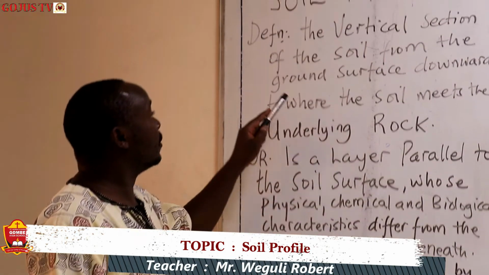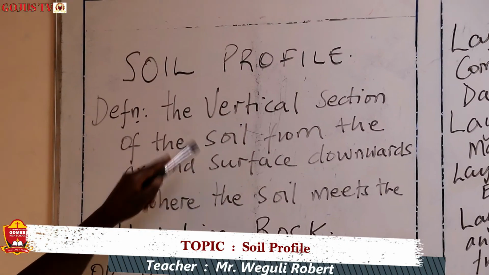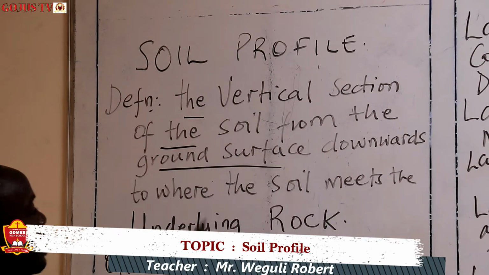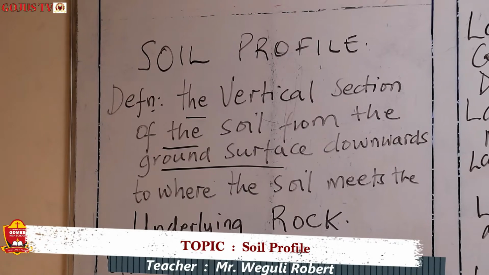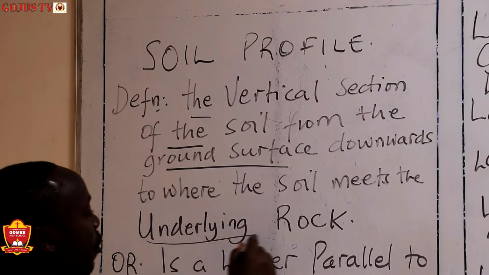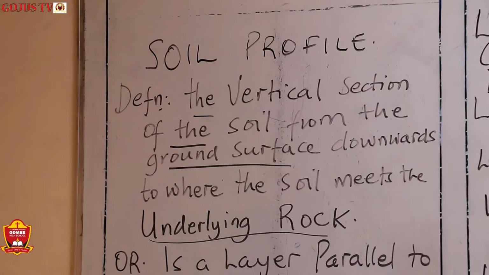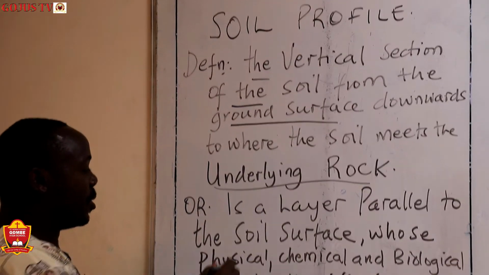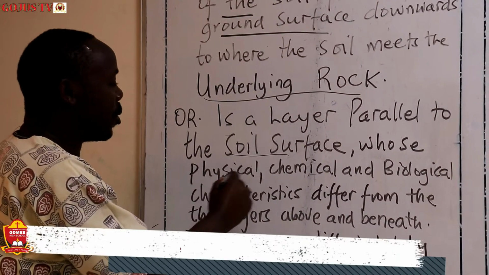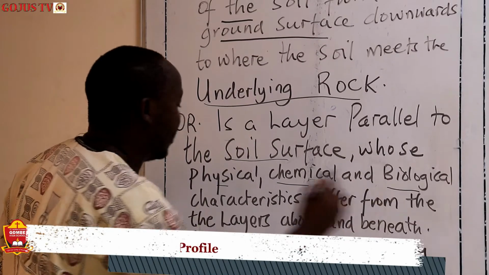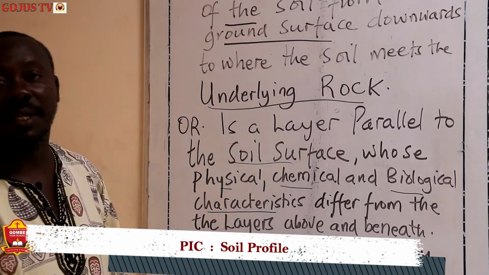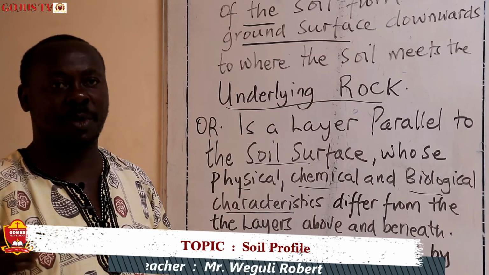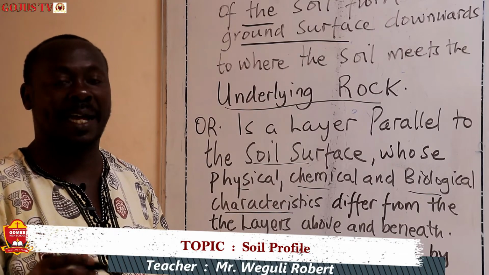So the soil profile, if it is defined, is the vertical section of the soil from the ground surface up to where the soil meets the underlying rock, or what we normally call the parent rock or the bedrock. Or it is a layer parallel to the soil surface whose physical, chemical, and biological characteristics differ from the layers above and beneath. That means that the physical, chemical, and biological characteristics of one layer are not the what?